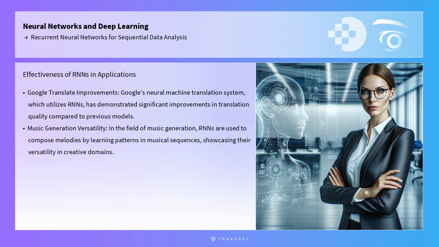The effectiveness of RNNs in these applications is well documented. For instance, Google Translate's neural machine translation system, which utilizes RNNs, has demonstrated significant improvements in translation quality compared to previous models. Additionally, in the field of music generation, RNNs are used to compose melodies by learning patterns in musical sequences, showcasing their versatility in creative domains.